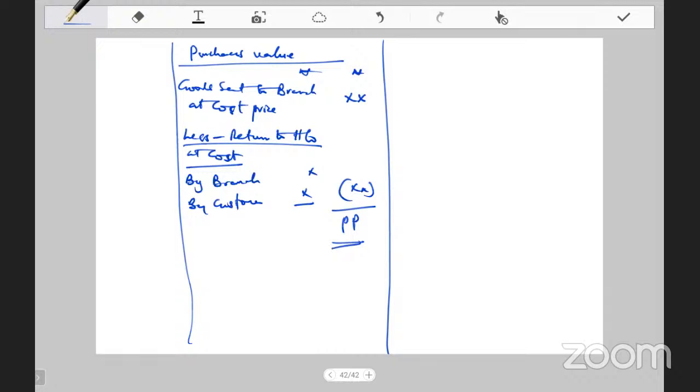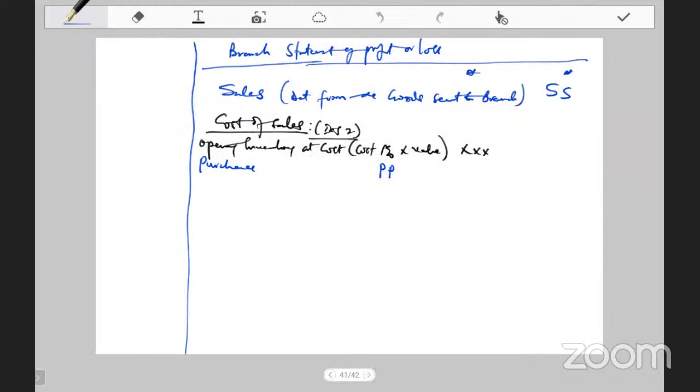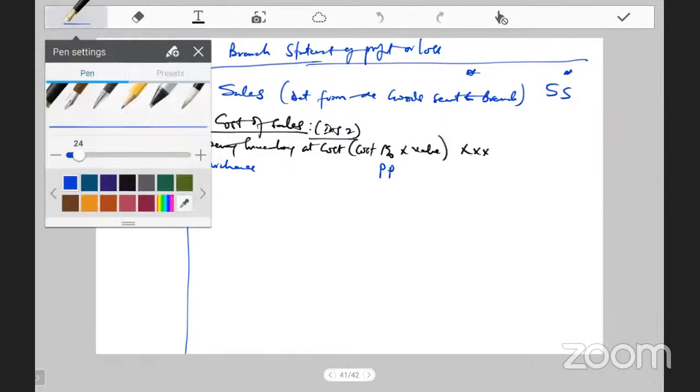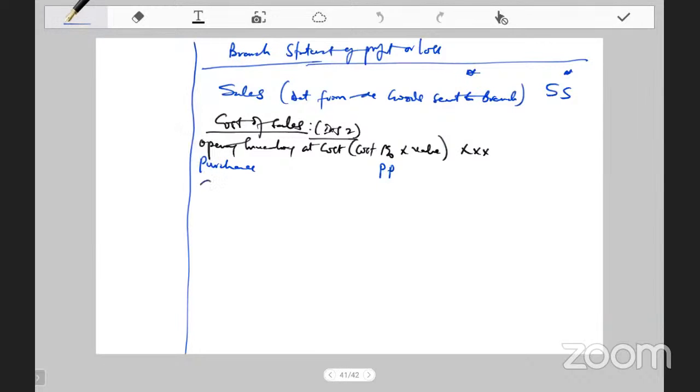Okay, we have that value. Having got that, that is how we determine our profit. Then we adjust our profit with whatever is the value of the goods stolen at cost. We deduct it. Whatever we have, we add it.